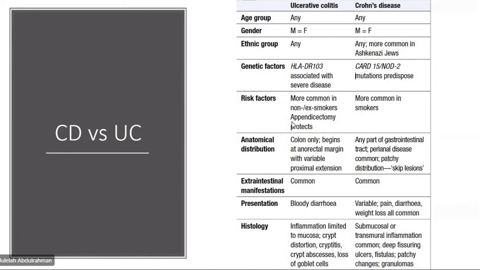This is as well an important difference that you might be asked about in exams regarding smoking. Smokers develop Crohn's, ex-smokers develop ulcerative colitis. Yet, what about those who never smoke? We said ex-smokers will develop UC. So we think smoking has some potential protective role in patients with ulcerative colitis.